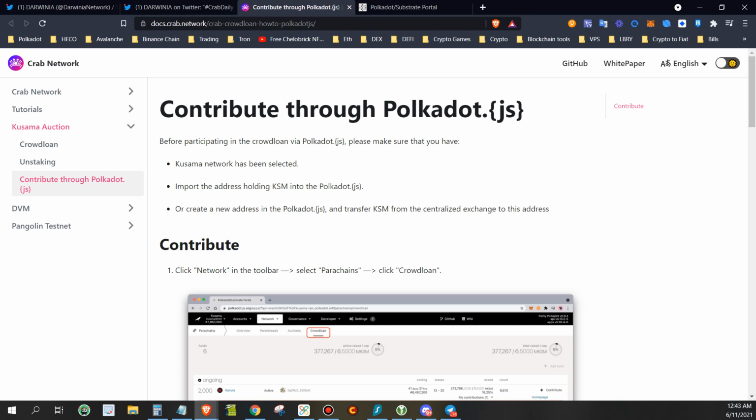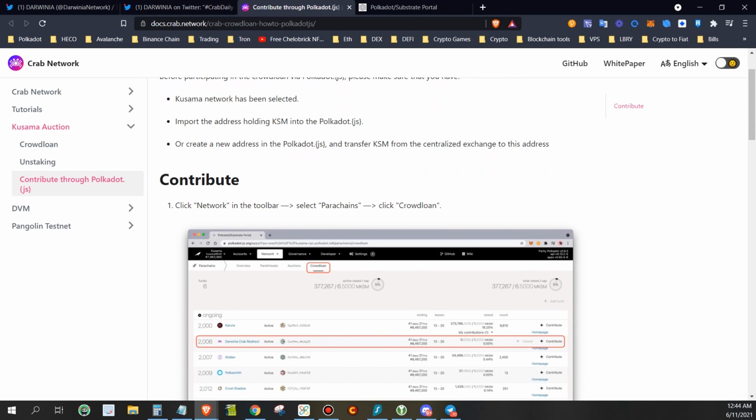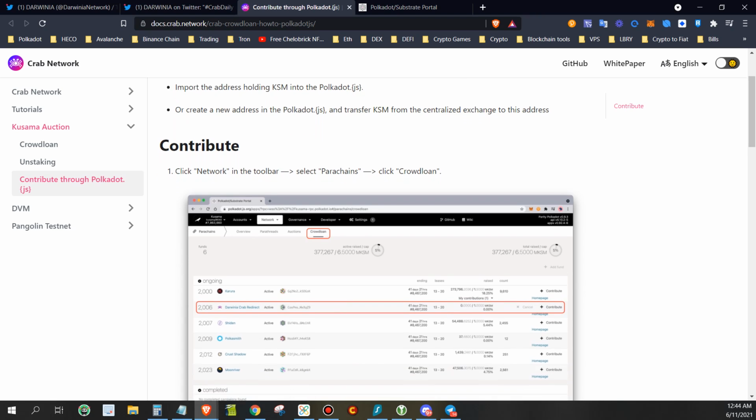Contribute through Polkadot.js. Before participating in the Crowdloan via Polkadot.js, make sure that the Kusama network has been selected. Import the address holding KSM into Polkadot.js, or create a new address in Polkadot.js and transfer KSM from a centralized exchange to this address. Contribute: click the network in the toolbar, select Parachains, click Crowdloan.